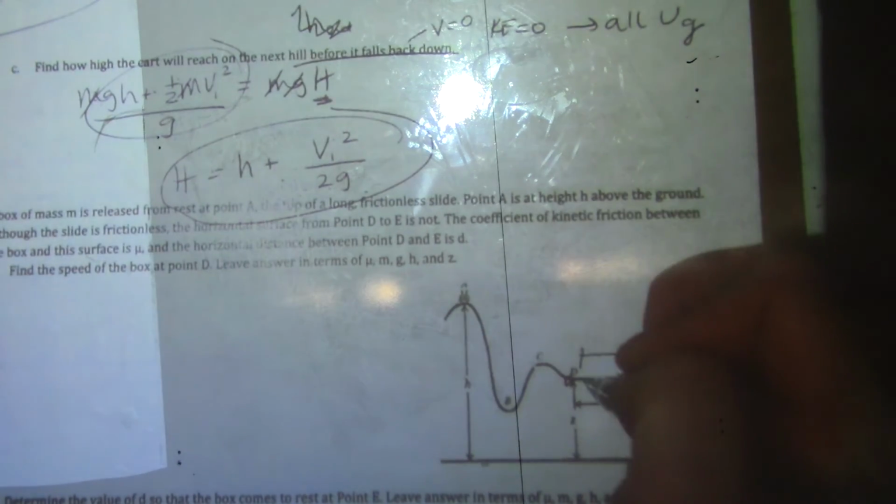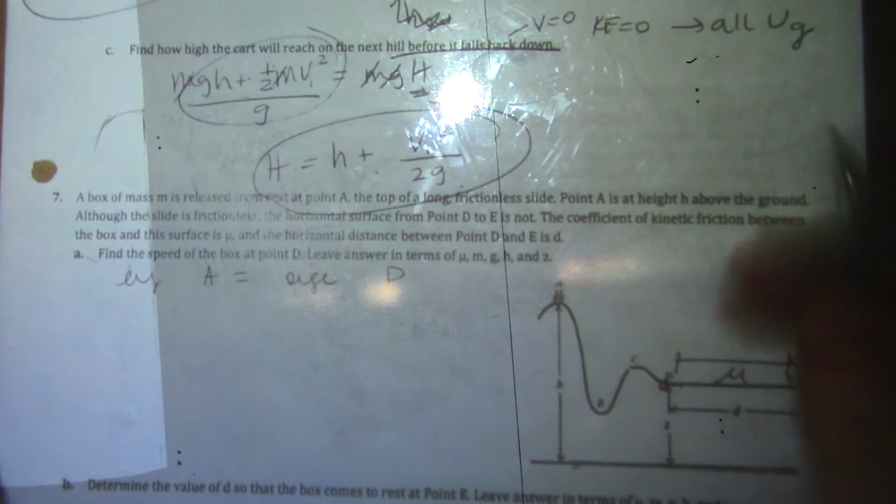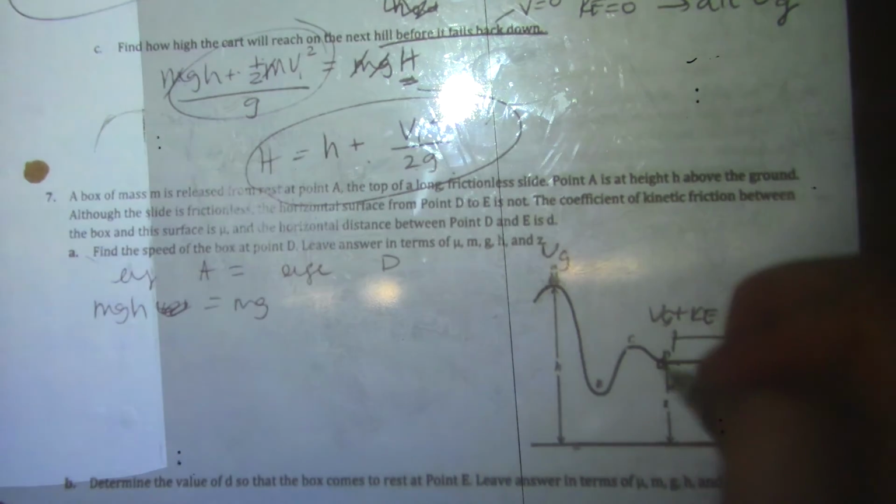From here to here, it's frictionless, so energy is conserved. So I'm going to say energy at A equals the energy at D. Energy at A, it says starts from rest, so that's just potential. Here I have some potential and some kinetic. So that's going to be mgh equals mg, this height is the height of z, plus 1/2 mv squared.